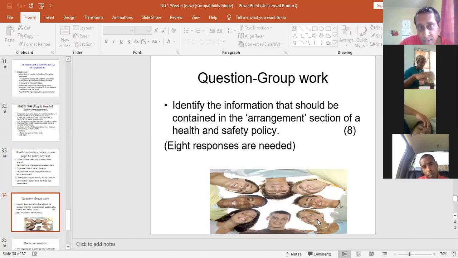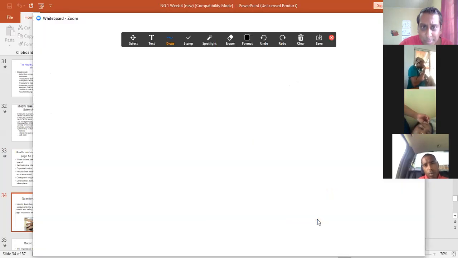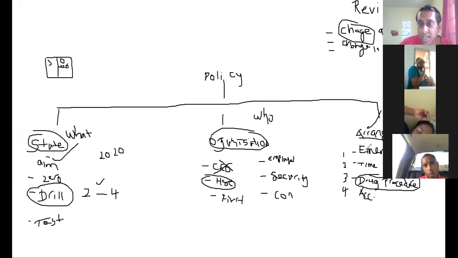There's a question here which I could leave for you to do for homework. Identify the information that should be contained in the arrangement section of a health and safety policy. Let me see if the chart is still visible. Right, so once it's the arrangement section, you want to give them the procedures here, right? So you make up 8 procedures. We already have 4 here. I guess put your mind to it. If you're in safety, you just make up something, procedures for permit to work, procedures for inspection, procedures for GSA, right? And you should be good to go.